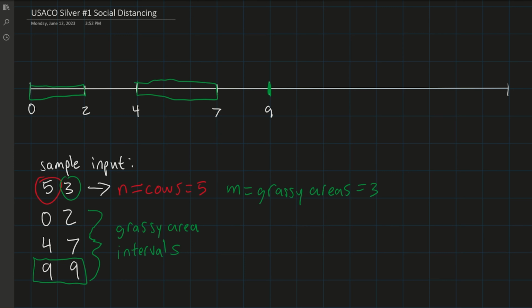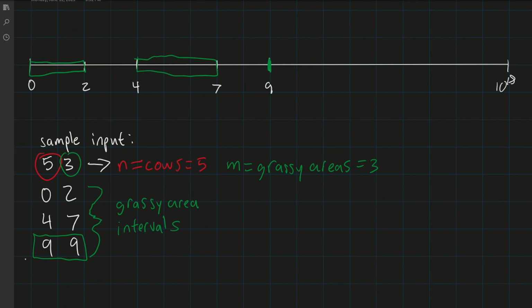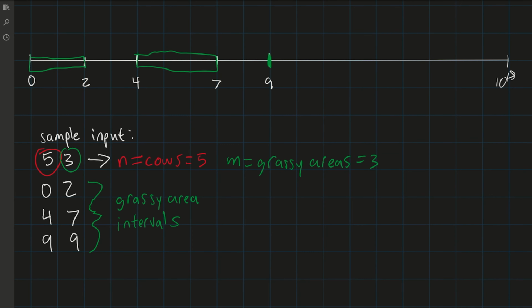And now that we've noted down all our grassy areas, we see that there's nothing after the last interval from 9 all the way to 10 to the power of 18. That's a lot of space we don't care about. So when we're trying to solve this problem, we only care about the start of the first grassy area and the end of the last grassy area. So we only care about 0 through 9. The rest is useless to us. So we can go ahead and just erase this and just focus on this area here.